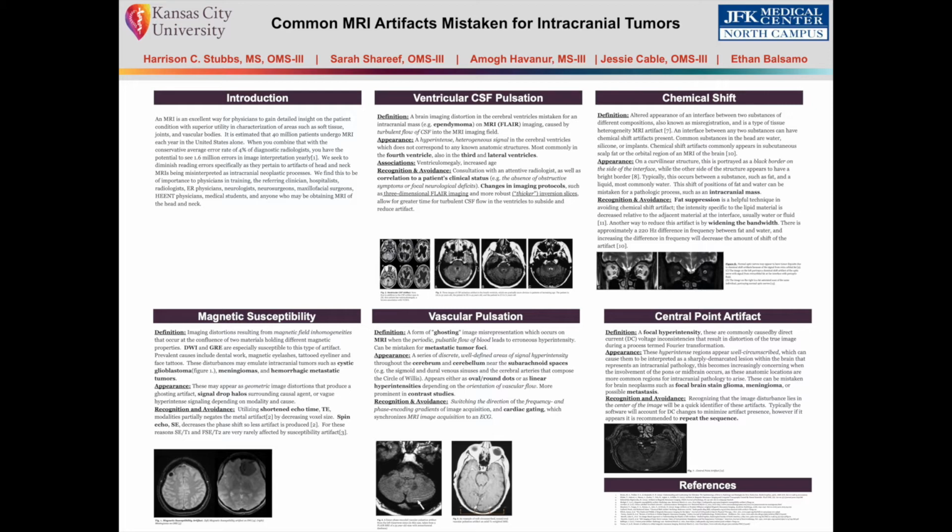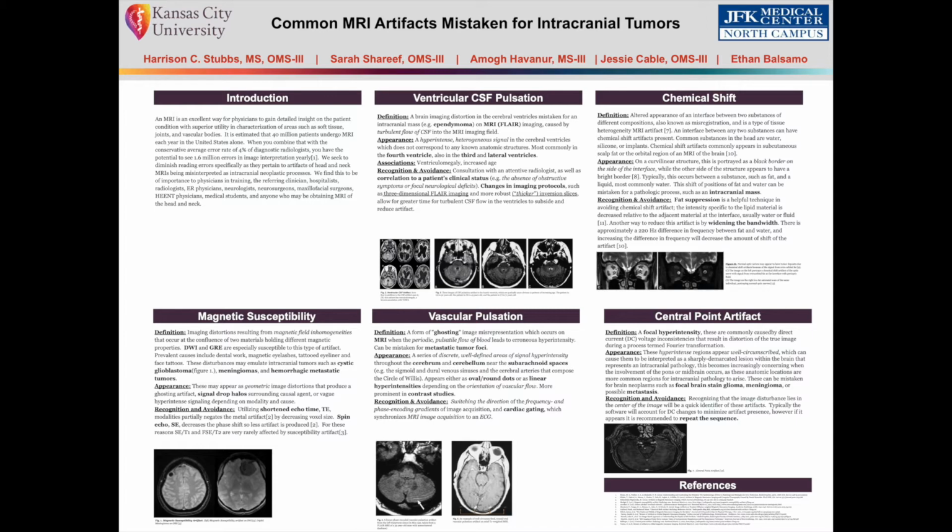Magnetic susceptibility artifacts result from inhomogeneous magnetic fields. These artifacts are especially prevalent in DWI and GRE modalities, and they appear as geometric disturbances or signal drop halos that can be misinterpreted as glioblastomas, meningiomas, and hemorrhagic metastatic tumors. Utilizing shortened echo time or spin echo are two ways that you can reduce the incidence of these artifacts.